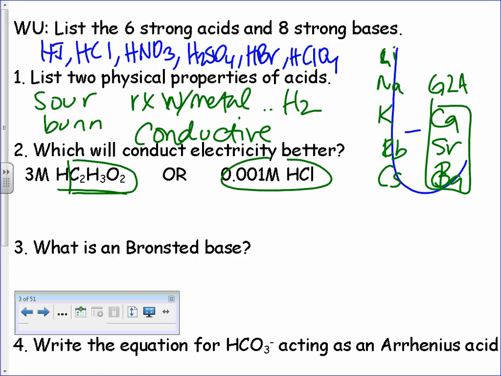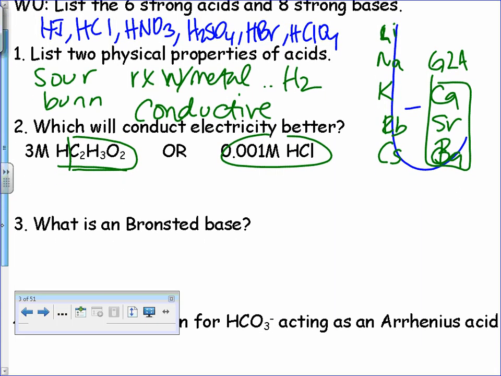Do not say hydro. Hydro means what? Binary. Hydro does not mean hydrogen. Every acid has a hydrogen. We don't want to say it. We say acid again, that means it's an acid.